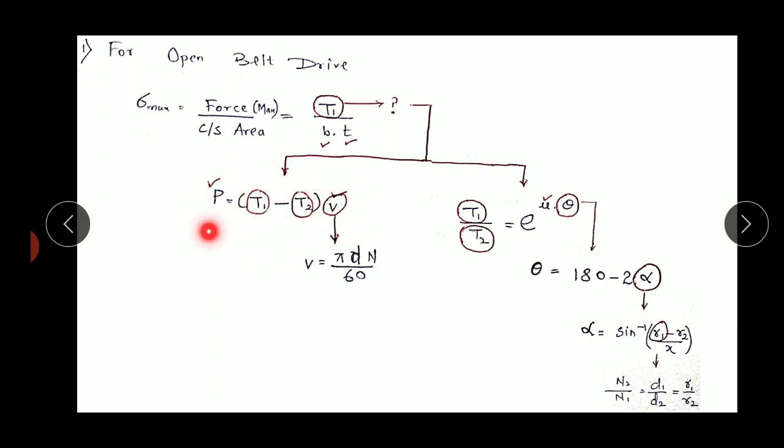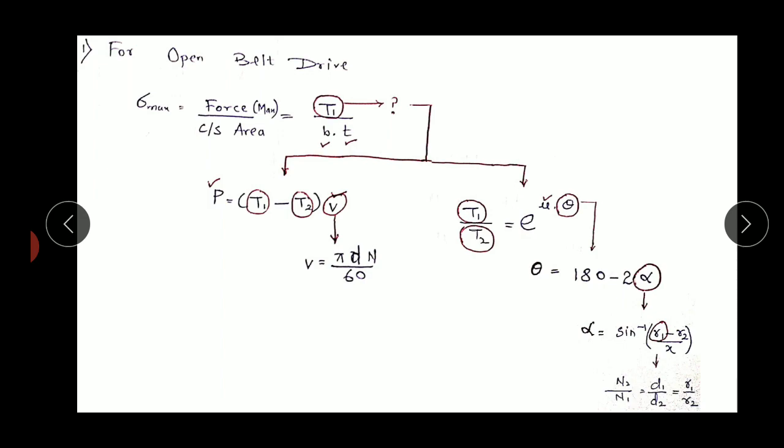You can put that T1 in terms of T2 in the equation of power. So before proceeding to the equation of power, we will find the velocity of the belt, that is pi d1 n1 upon 60 or pi d2 n2 upon 60. You will get the velocity of the belt, and you will put T1 in terms of T2 from this equation into this equation. Power is also given. So finally what you will get here is the value of T2 by solving these two equations, and once you get T2, you can easily find T1.